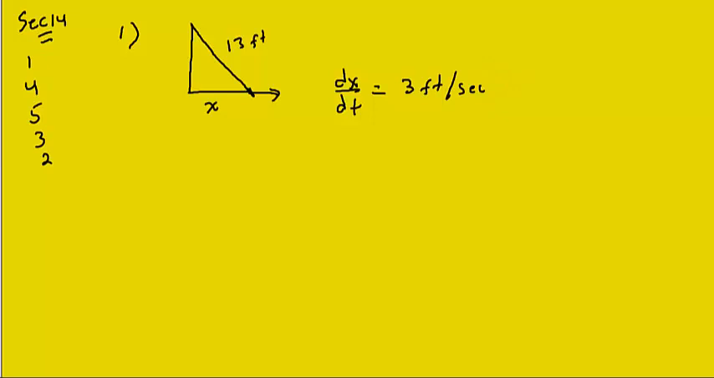How fast is the angle, theta, formed by the ladder and the ground changing? That means this angle here, that's my theta, the ladder on the ground, changing at the instant. So that means they want me to find d theta/dt at the instant the bottom of the ladder is 12 feet from the wall, so when x is equal to 12 feet. All right. Any questions on setting this up?